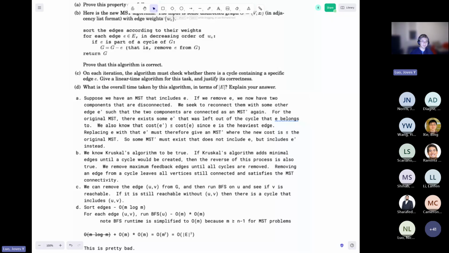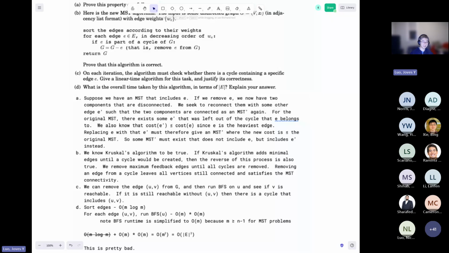We seek to reconnect them with some other edge E prime, such that the two components are connected as an MST again. For the original MST, there exists some E prime that was left out of the cycle that E belongs to. If E belongs to a cycle, then we can use a different edge to do it. We also know that the cost of E prime is less than or equal to the cost of E, since E is the heaviest edge.